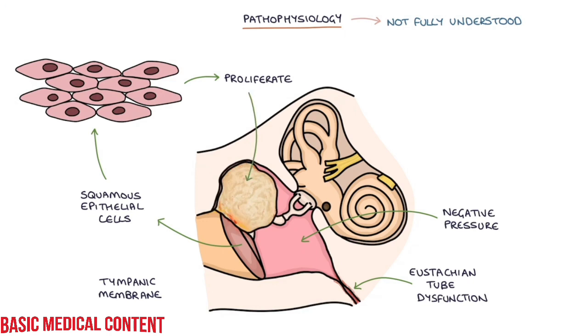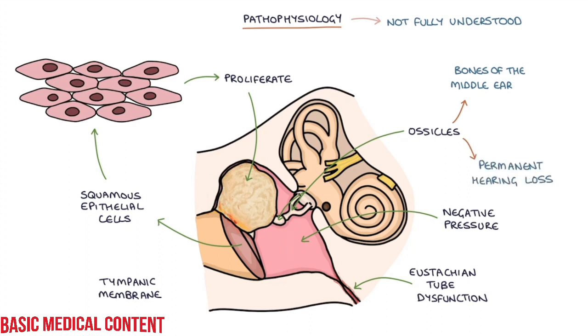The cholesteatoma can damage the ossicles, which are the tiny bones of the middle ear that are involved in hearing, and this results in permanent hearing loss. The ossicles conduct the sound from the tympanic membrane to the inner ear, therefore the hearing loss is conductive as opposed to sensory neural.